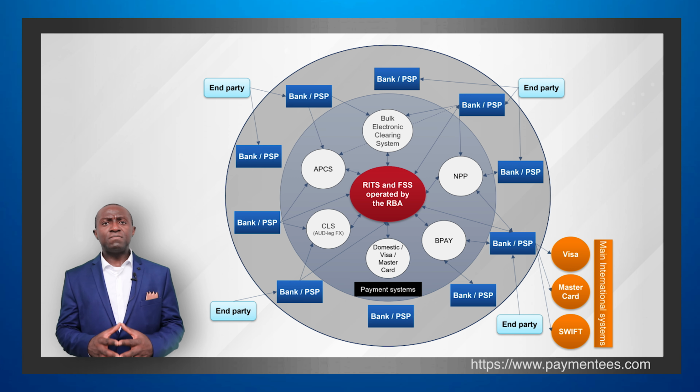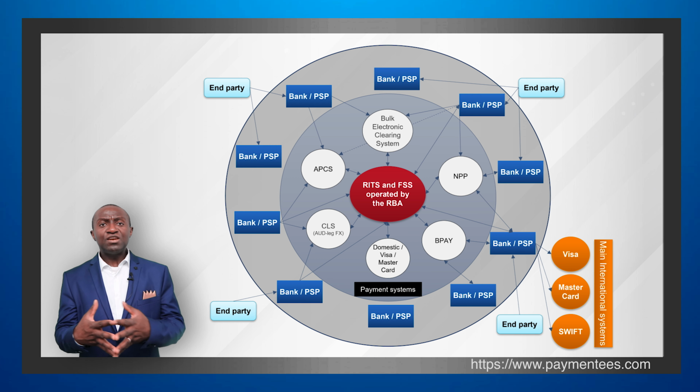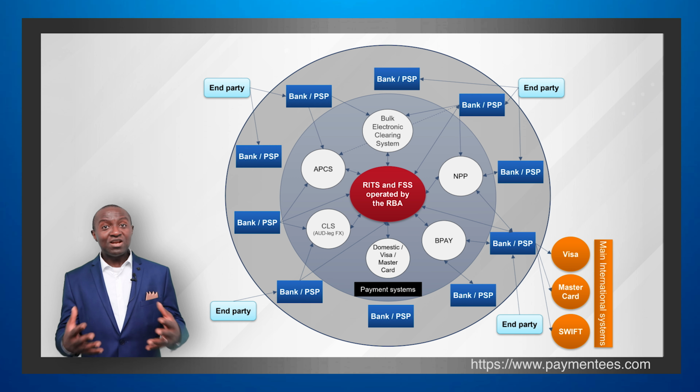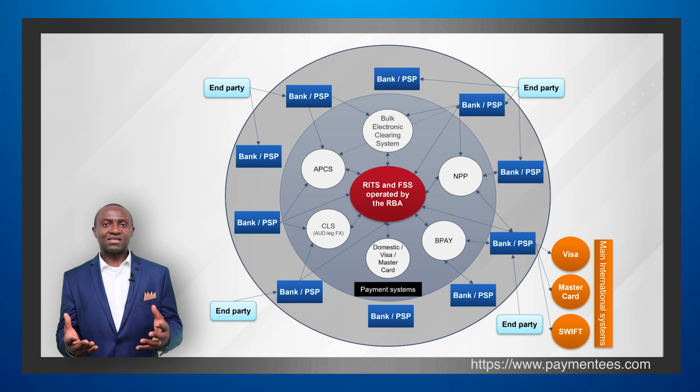Another important payment system in Australia is the Bulk Electronic Clearing System. It is used for the bulk processing and clearing of direct entry payments and direct debits. The settlement happens in RITS, the RTGS system. Checks are exchanged and cleared in the Australian Paper Clearing System, or APCS. And without surprise, the settlement of checks happens in RITS, the RTGS system.